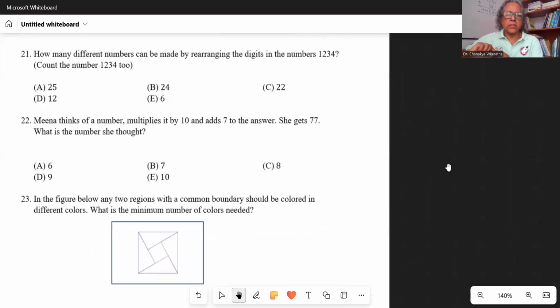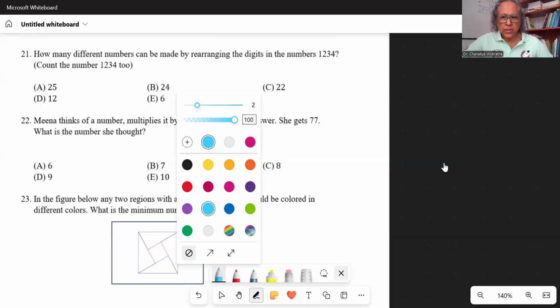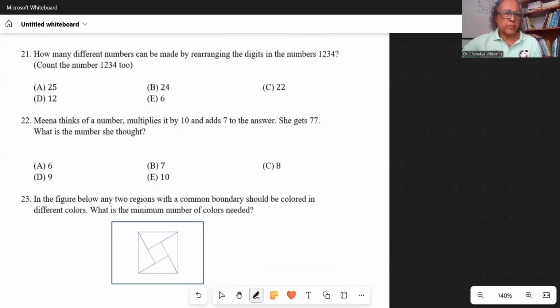Right, the first question. Let me check whether my pen color is what I want. Yes, right. So, number 21. How many different numbers can be made by rearranging the digits in the number 1234? We need to count the numbers. So this is a 4-digit number, right? It has 4 digits, and you're allowed to rearrange the digits, and then you get different numbers.